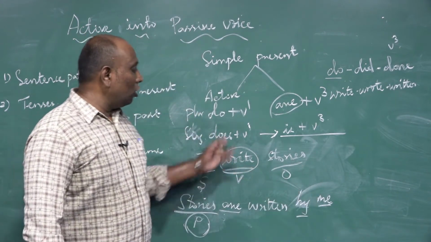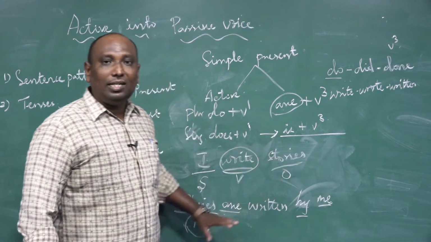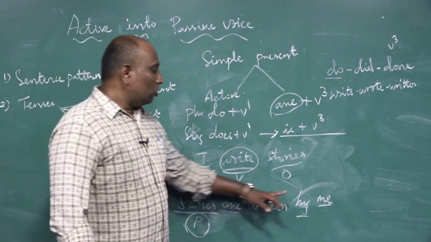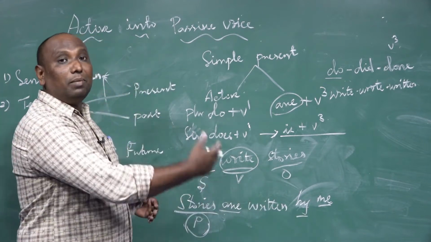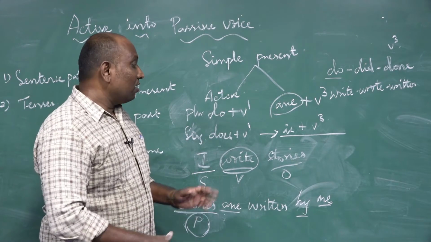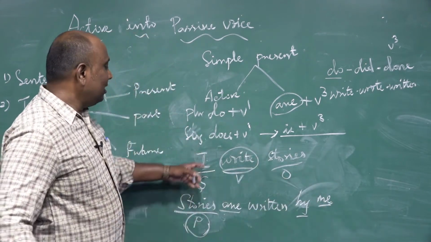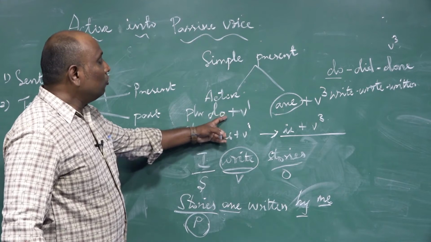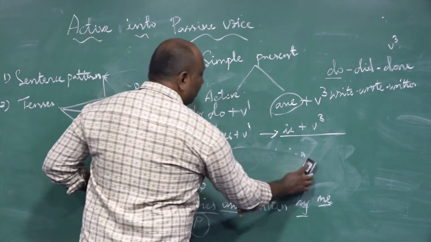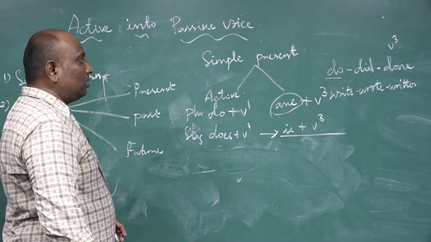Because this is a subjective pronoun, and that is an objective pronoun. When the subject comes into the place of the object, it will change into an objective pronoun. So remember, I will change to me, he will change to him, they will change to them, we will change to us. Those are objective pronouns. These are the basic things you should know while you are writing simple present. What is the next tense form?